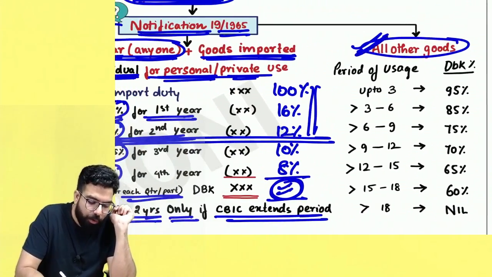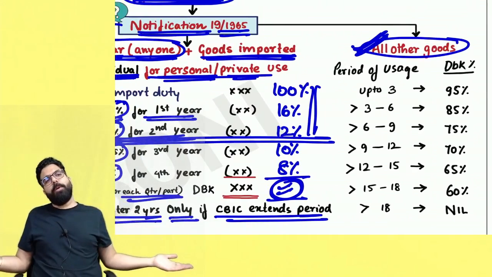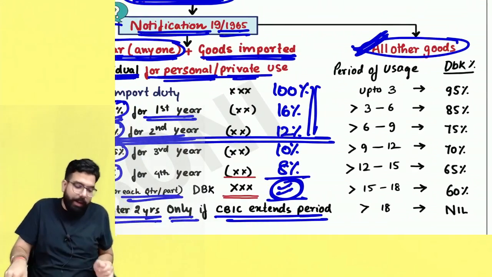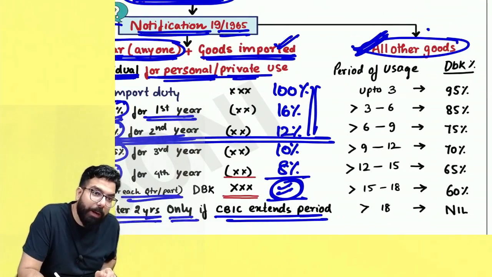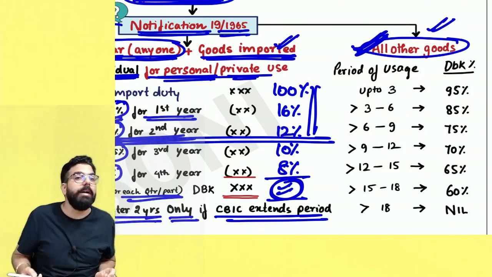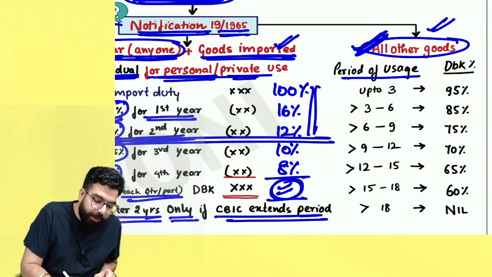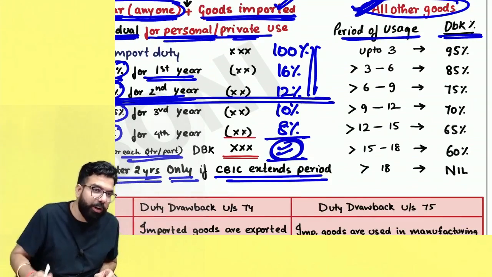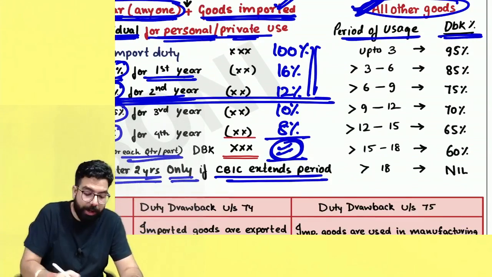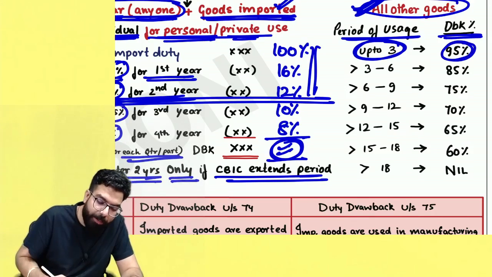Now, sir, in the case of all other goods, supposedly I imported a laptop for my personal use, then it comes in the second category. But if I imported a laptop for official use, then it will come in the third category. So, sir, here, based on your period of usage, duty drawback will be given. If you have imported an article and used it up to 3 months, then 95% duty drawback will be given.